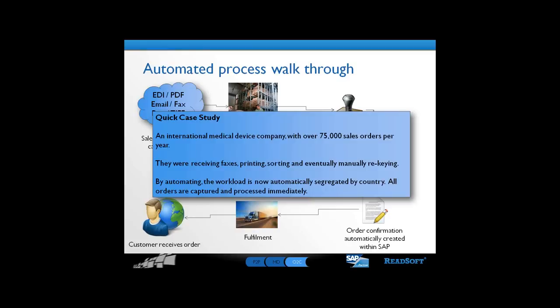Well, a little quick case study on that. We have an international medical device company that we have done exactly this model with. They've got over 75,000 sales orders per year, and they were receiving faxes and then printing those off, sorting through them, putting them into batches, and then eventually, after that rigmarole, rekeying all of this into SAP. By automating with us, that workload is now automatically segregated out by country and put into different batches. There are no transcription errors, and all orders are captured and processed immediately through the system. It's a real step change for them.